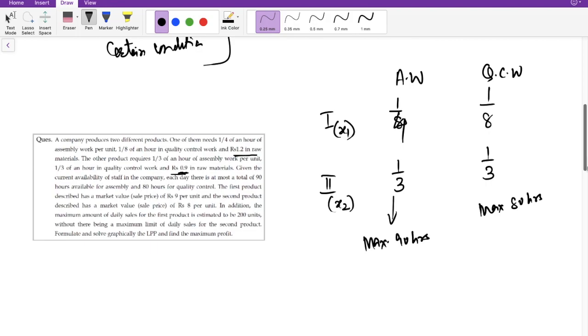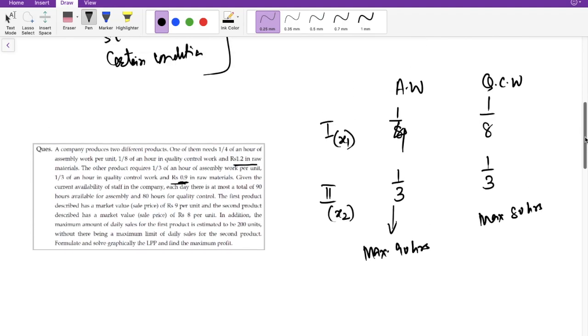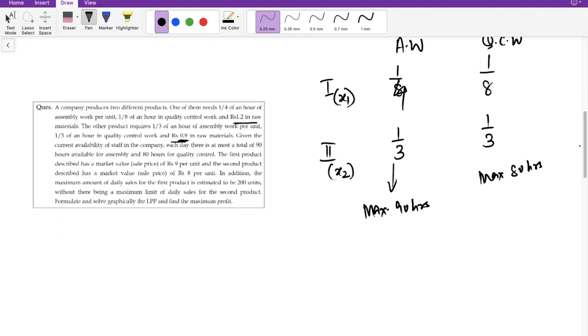All of you must have done a lot of mathematics. So how will I move with this? My first condition will be about the use of the first resource, which is my assembly work. 1/4 is used by 1 unit and I am manufacturing x1 units of product 1. So the total consumption by product 1 will be 1/4 x1. Similarly, for the assembly work, 1/3 is the consumption by 1 unit of product 2 and we are manufacturing x2 units of product 2. So it will be 1/3 x2.